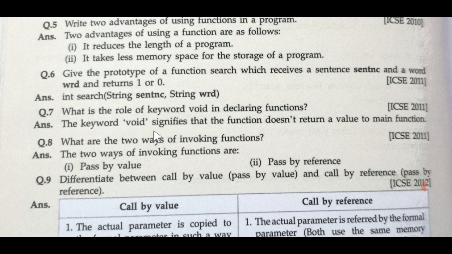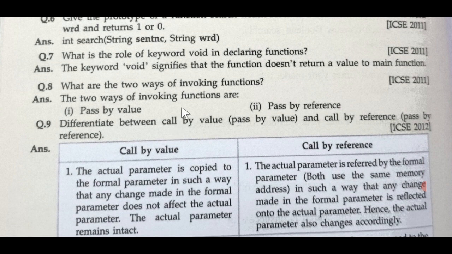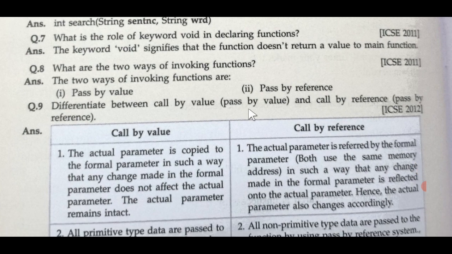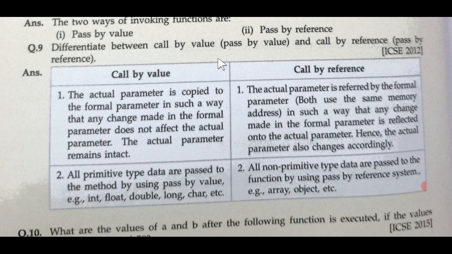What is the role of the keyword void in declaring a function? So void means it returns nothing. What are the two ways of invoking a function? Pass by value, pass by reference, or call by value, call by reference. Preferably you will write in the examination call by value and call by reference. That is better. Now the difference between call by value and call by reference.